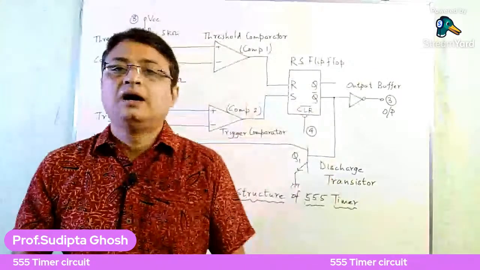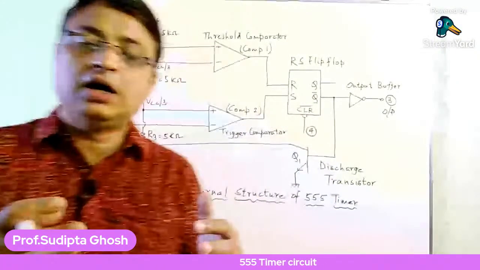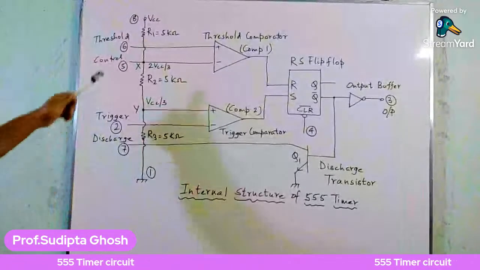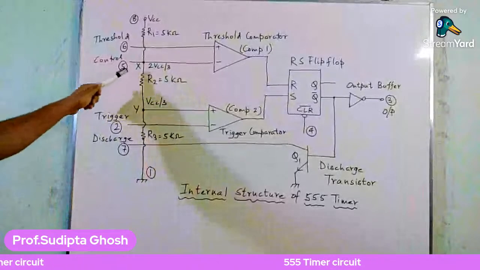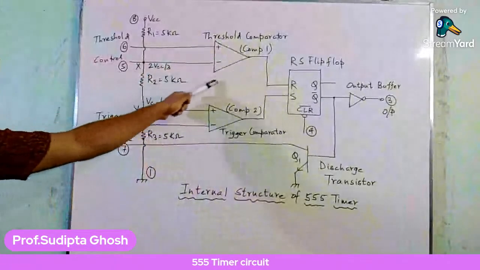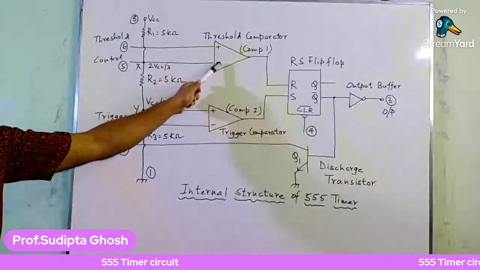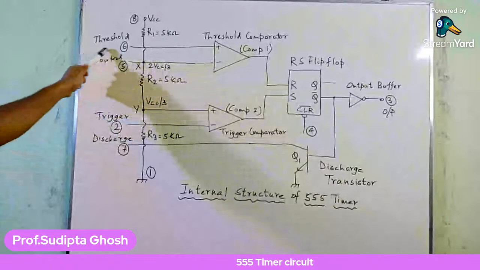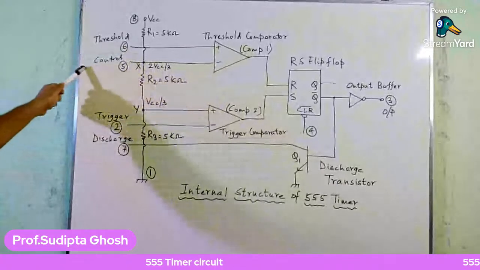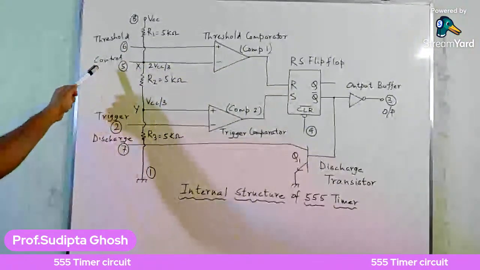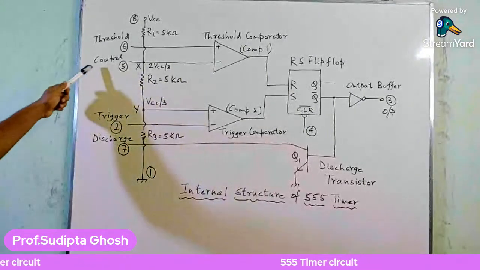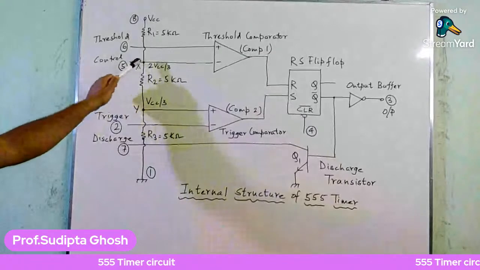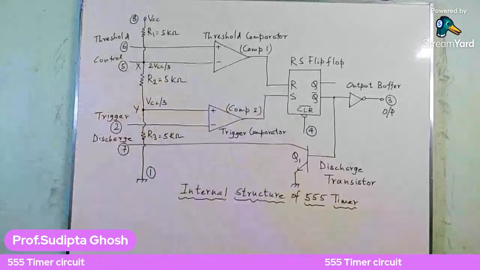As you already know how to use the potential divider, for the threshold comparator the inverting, that is the negative terminal, is connected to the control input. I will explain the purpose of this input later, but for the time being, this point is referred to as point X.